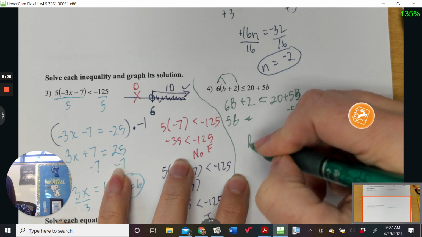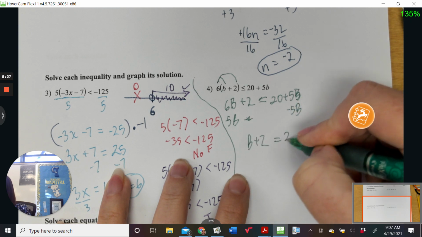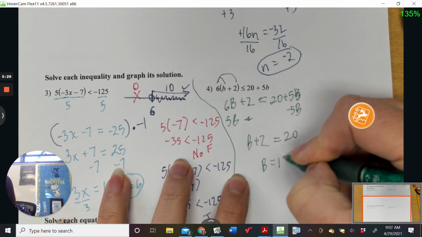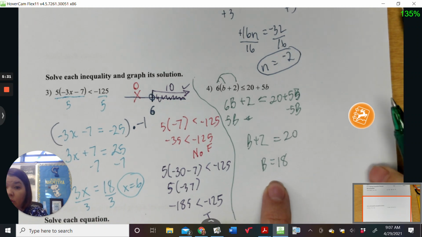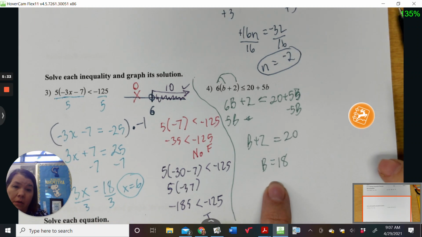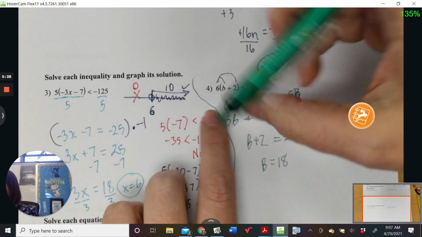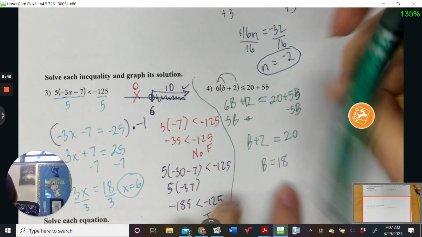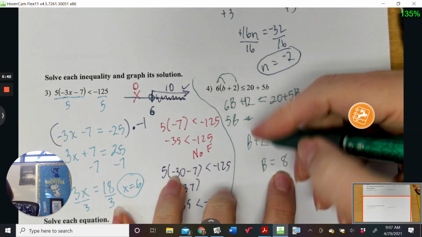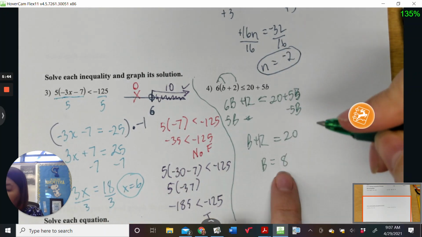And so I get b plus 2 is 20, and so b is 18. Now again, this is just the boundary. Is that right? Oh, no, I did it wrong right here. 6 times 2 is not 2. It's 12. So it's 12. When I minus 12 from 20, I get 8.